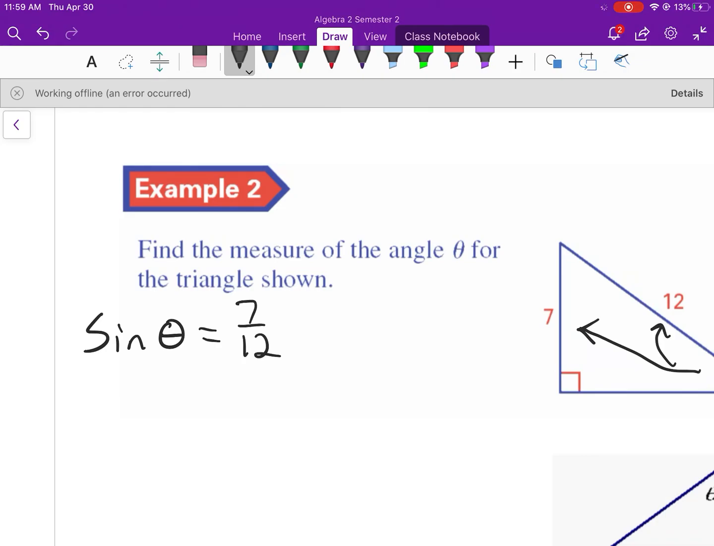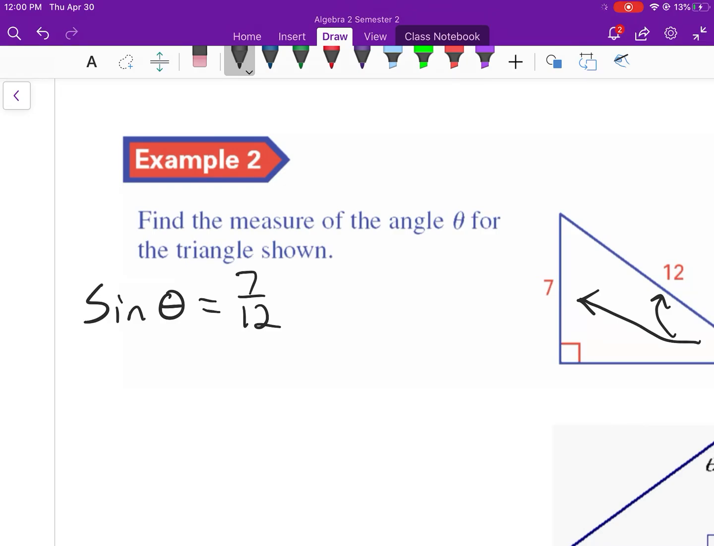Just like when we say x plus 3 equals 7, we have to subtract 3 from both sides, because subtracting is the inverse operation of adding. So the same idea here. We need to use the inverse operation of sine, which is inverse sine. So we're going to take the inverse sine of both sides, and that's going to leave us with theta is equal to inverse sine of 7/12.